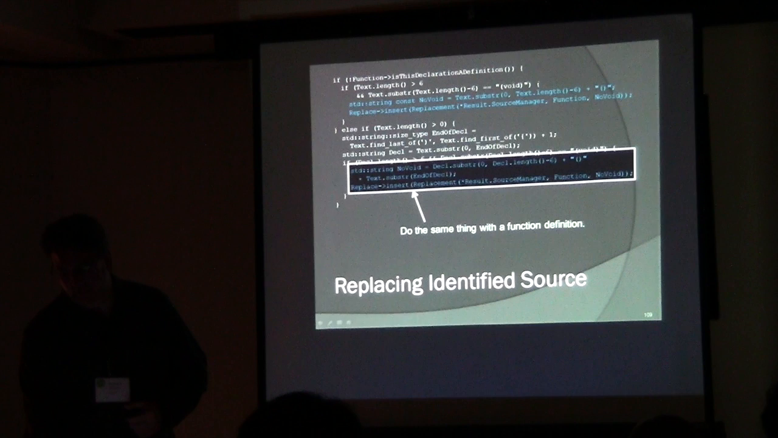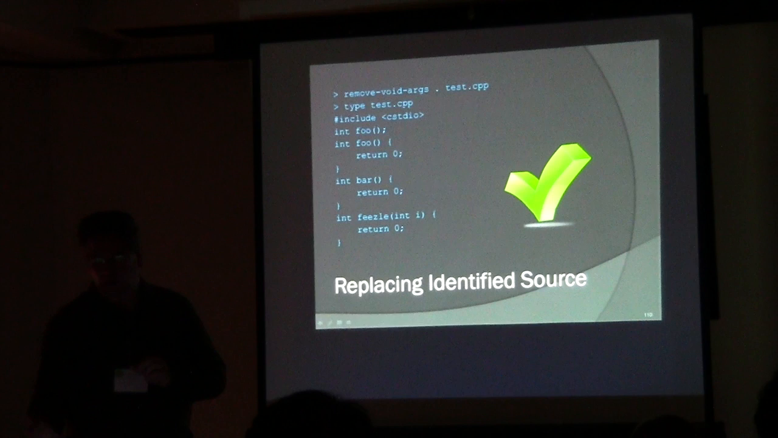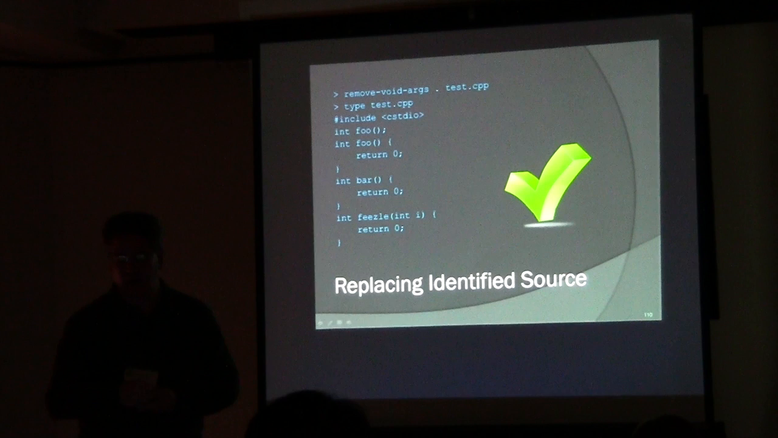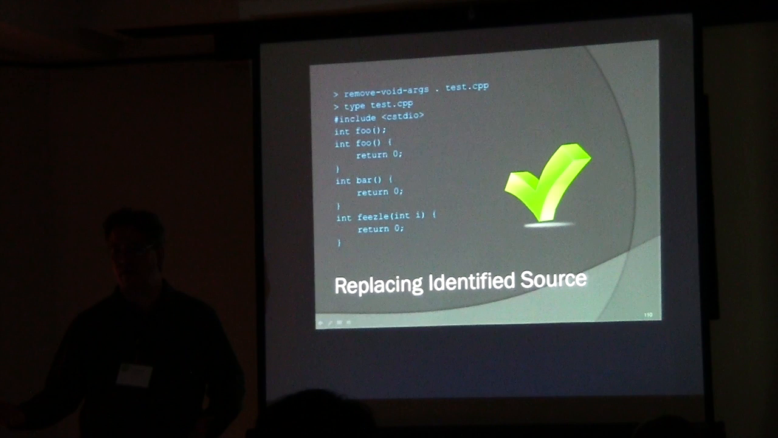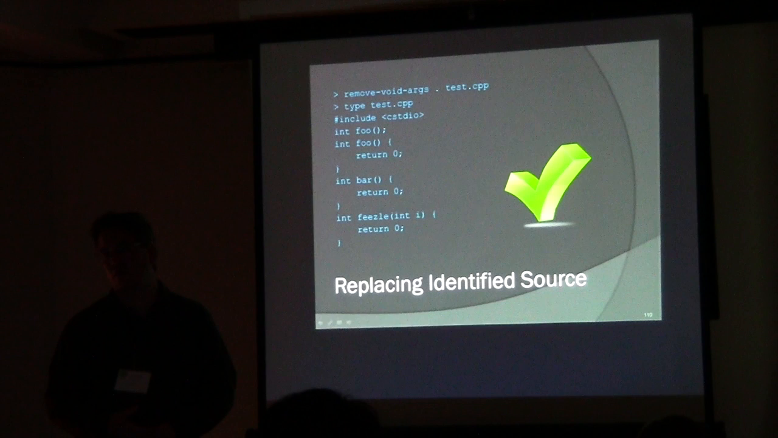Okay, so do the same kind of string replace on that, and we run it on our test source file, and hooray, the little paren void paren got removed from the declaration of foo and the definition of foo. So with a small amount of code, we just wrote something that does a refactoring. And it's automatic, it's reliable, it does not produce incorrect code. It has all the qualities that we like in a refactoring tool.